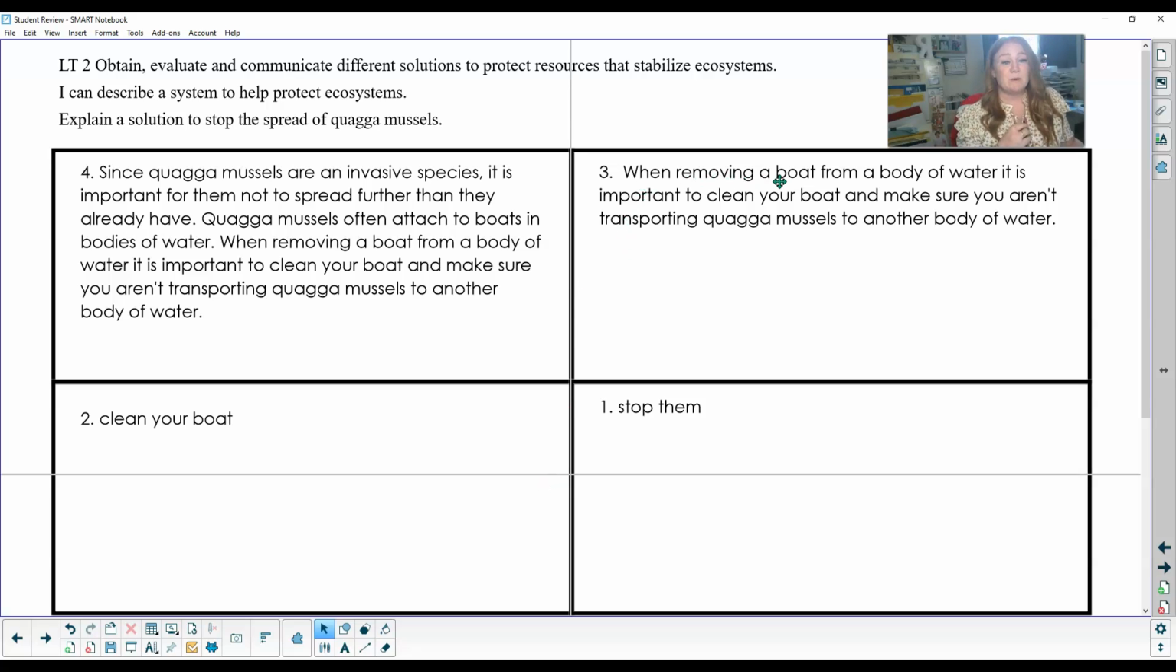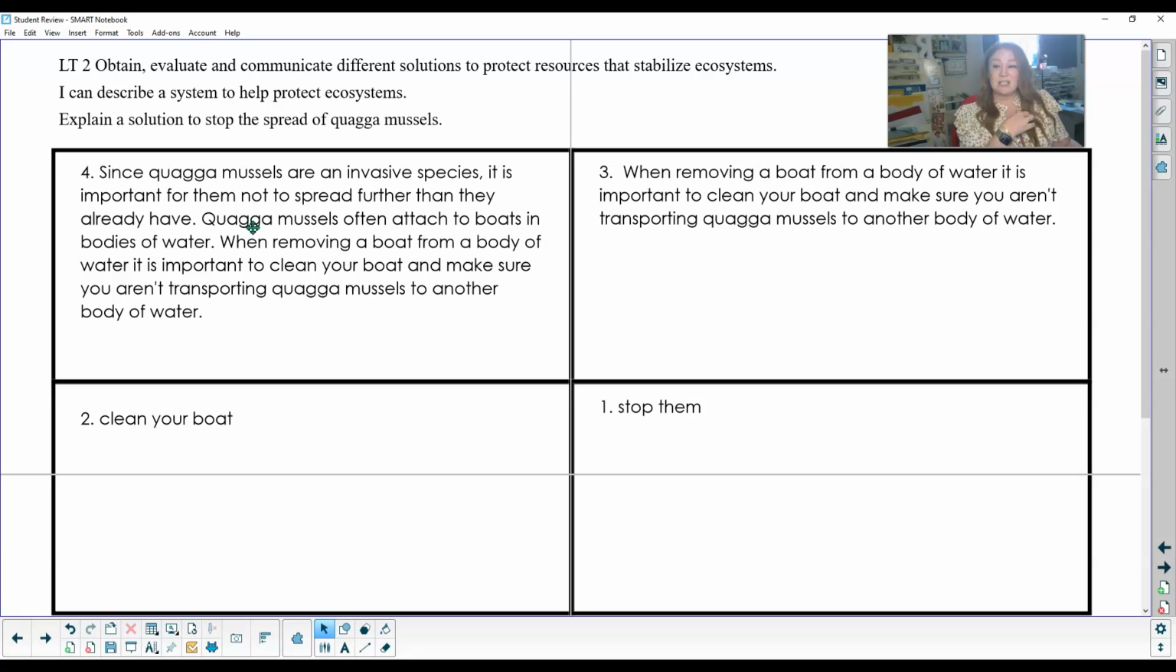So a 3 says when removing a boat from a body of water, it is important to clean your boat and make sure you aren't transporting quagga mussels to another body of water. So the 3 just gives that why. Why are you doing that? And a 4, let's see what details they're giving. Since quagga mussels are an invasive species, it is important for them to not spread further than they already have. So again, why do we want to stop that?